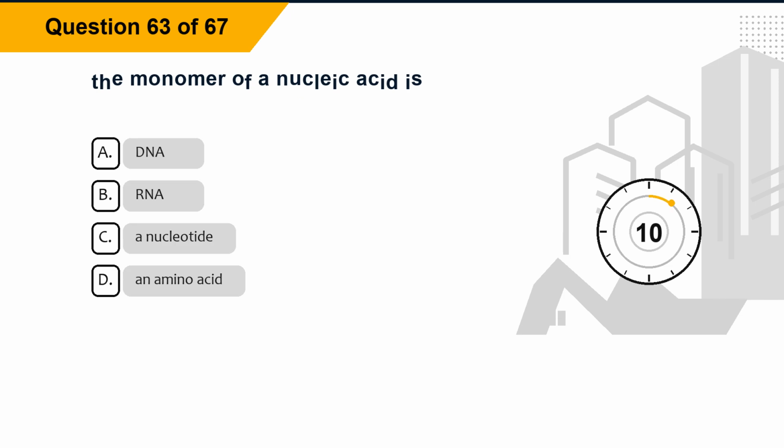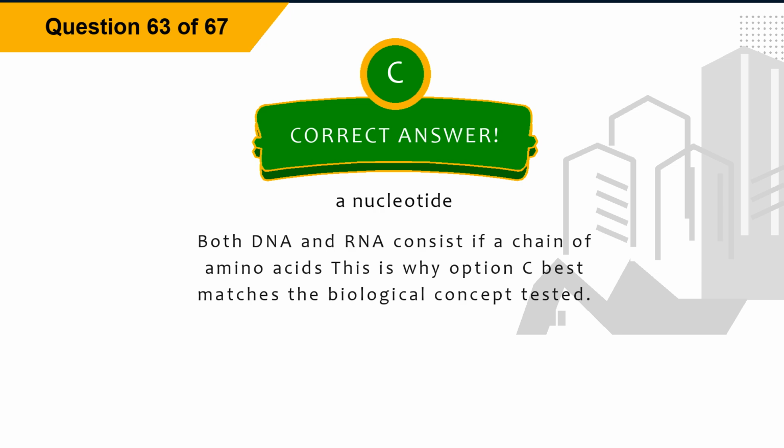Question 63. The monomer of a nucleic acid is option A, DNA. Option B, RNA. Option C, a nucleotide. Option D, an amino acid. The correct answer is option C, a nucleotide. Explanation. Both DNA and RNA consist of a chain of nucleotides. This is why option C best matches the biological concept tested.